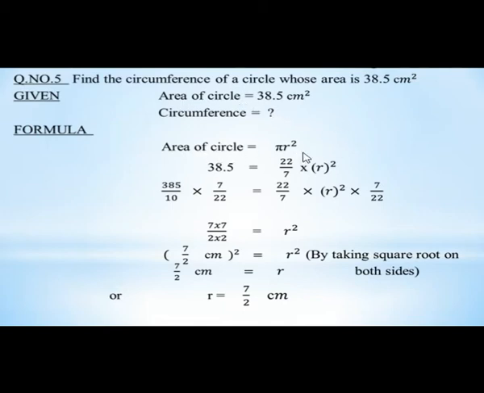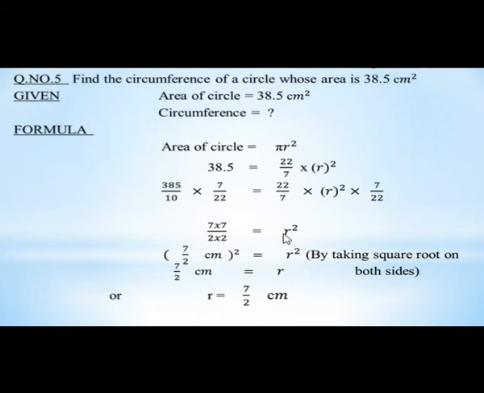So area of a circle is pi r square. The value of area is this, pi r square. I have to isolate r square. So by multiplying 7 over 22 on both sides, and cancelling out this and this, we get 7 multiplied by 7 over 2 multiplied by 2 by cancelling out, and you can do it on your rough work, is equal to r square. Okay, I am not multiplying it, that is 7 multiplied by 7 is 49 and 2 multiplied by 2 is 4. But I am not doing it here.